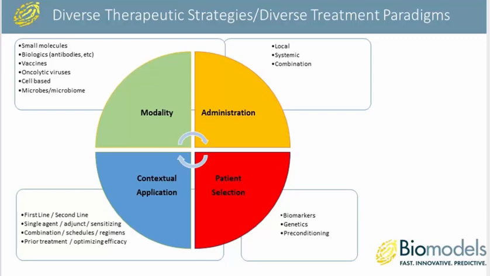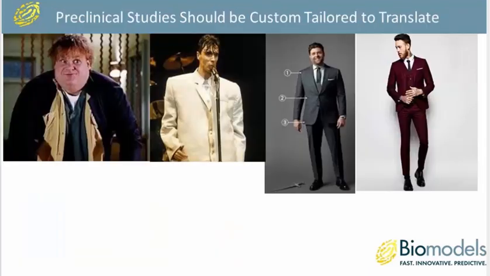We want to select patients with biomarkers, genetics, patients that might require some preconditioning treatments. Will the therapy be administered as first-line therapy? Might it be second line? Will it be a single agent? Will it be an adjunct agent? And all the combinations, the schedules, the regimens really play into how well the clinical trial will go.